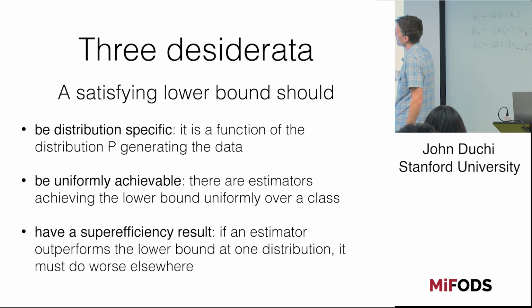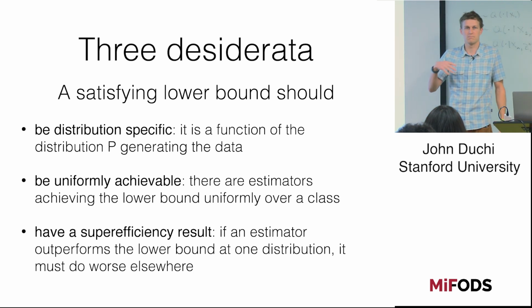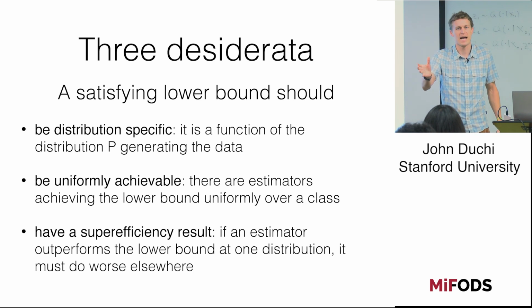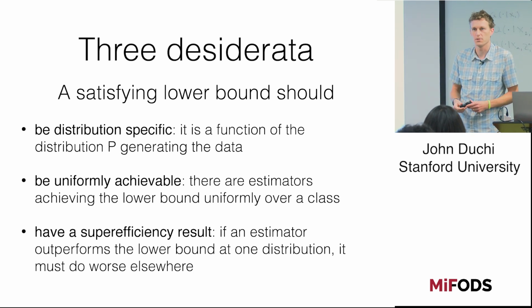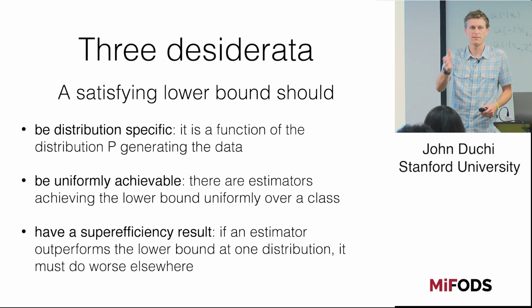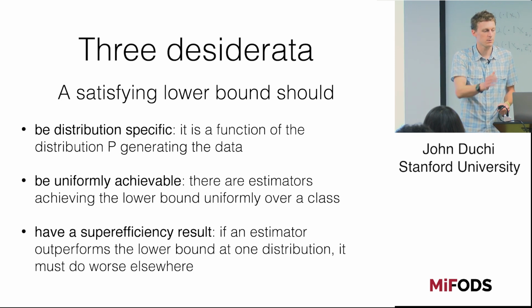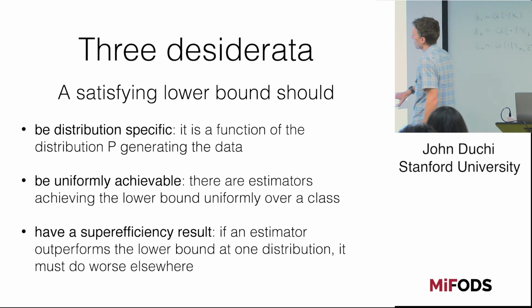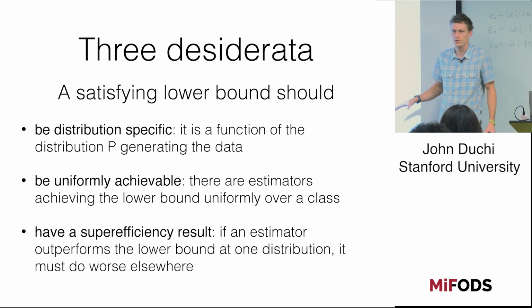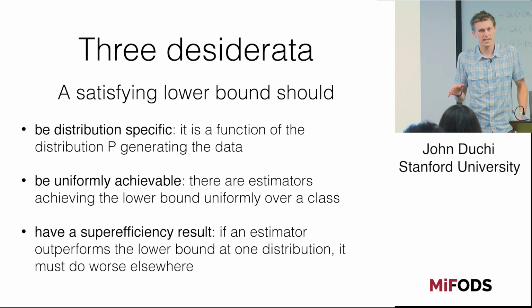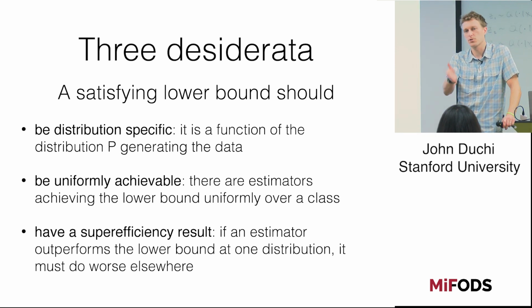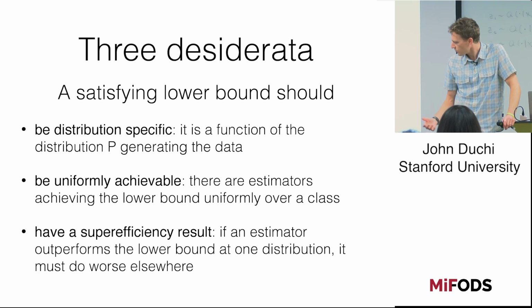Number 2, it should be uniformly achievable, in that there are estimators that exist that can adapt to your measure of problem difficulty. So whatever problem you have, they do as well as you could do for that problem. And then number 3, what you want is what I'll call a super efficiency result. This is how you know you've gotten it right. What that says is, if I come to you and say, here's a lower bound on how hard it is to solve this problem, you could say, well, here's an estimator and it does better than your lower bound, right?